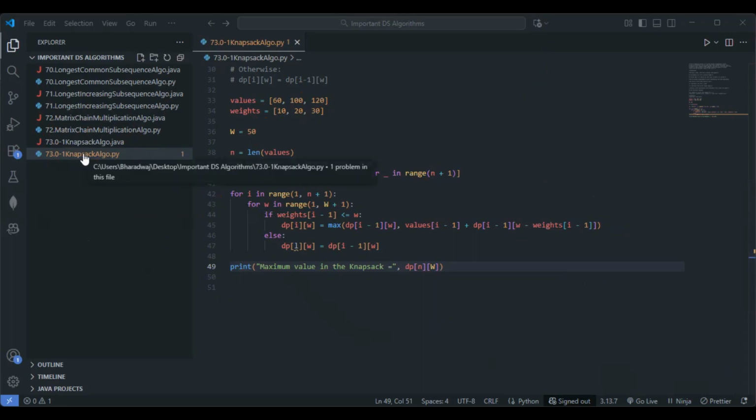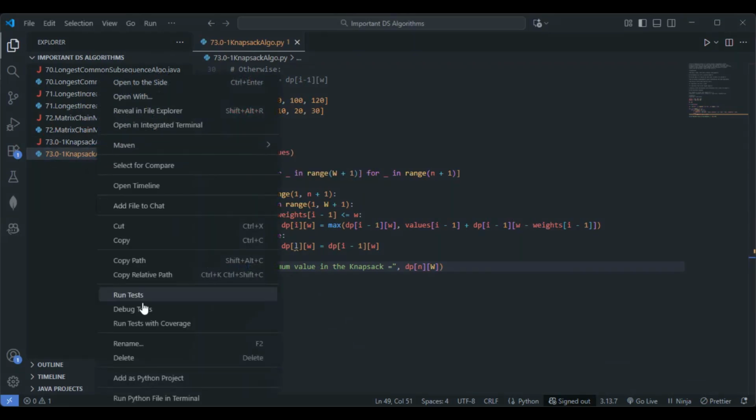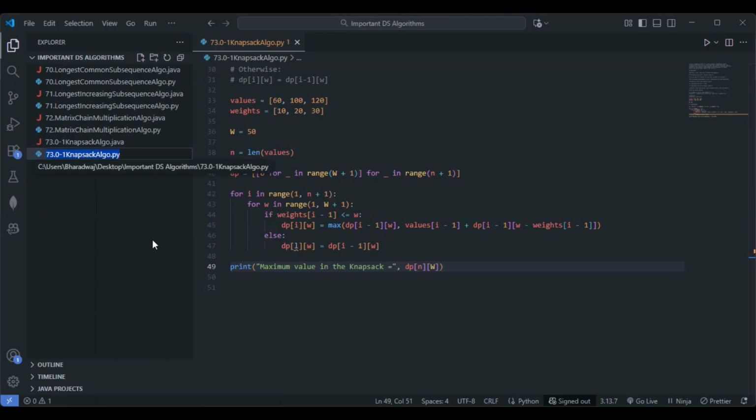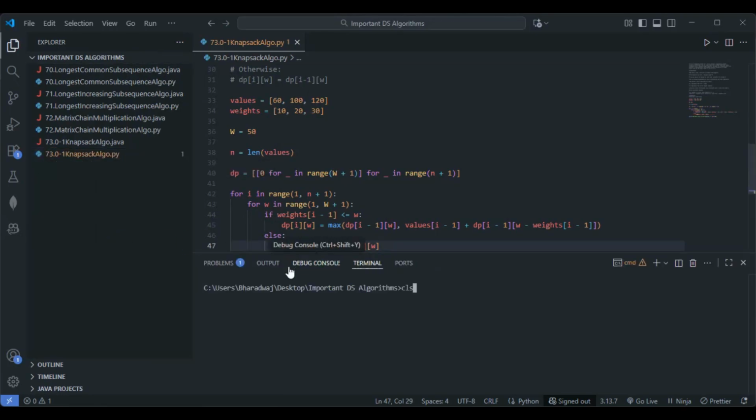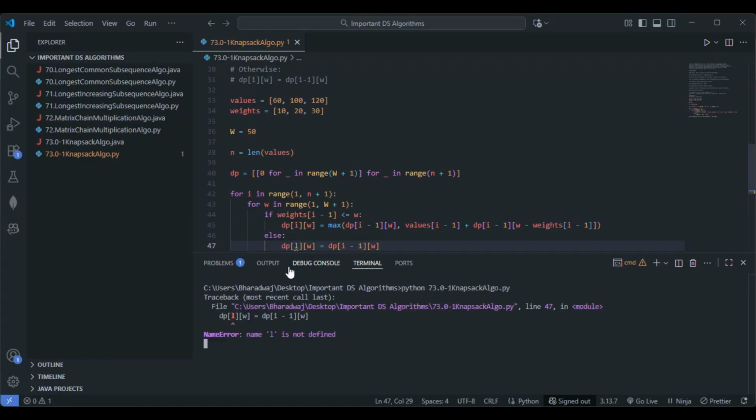Yeah. Now let's do one thing. Let me copy the entire file here. I'll just give Control J, so this clears the screen. This is fine. Let me give Python followed by file name.py.